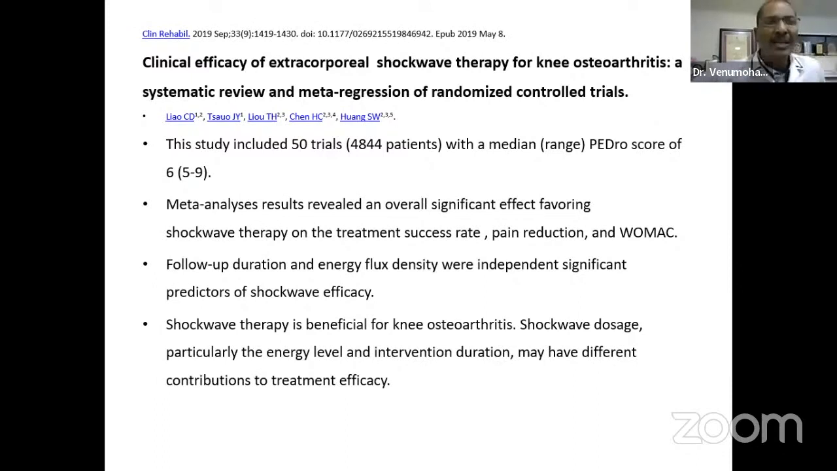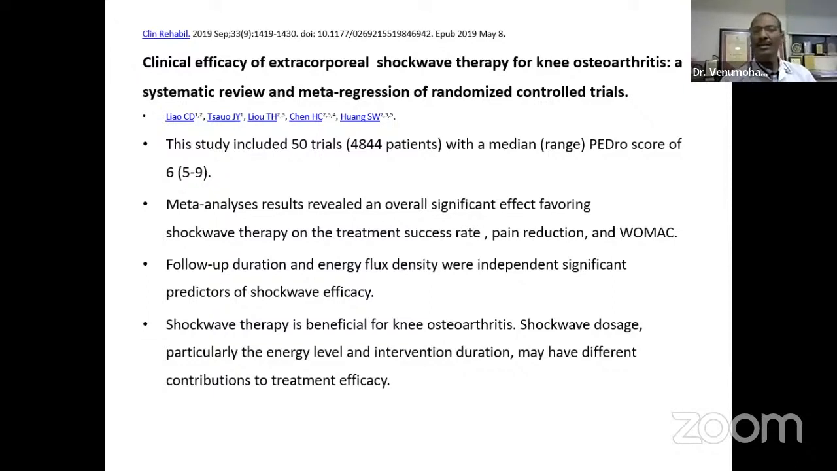Now coming to the evidence, what does the evidence say? There is one study done by Liao CD and the team. They studied the clinical efficacy of extracorporeal shockwave for knee OA. It was a systematic review and meta-regression of randomized controlled trials. The study included 50 trials and overall 4,844 patients, with a median good PEDro score of 6.